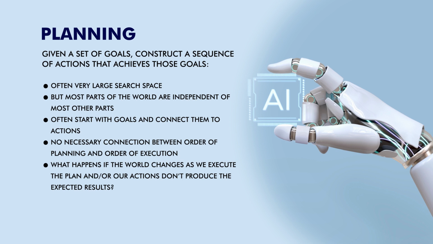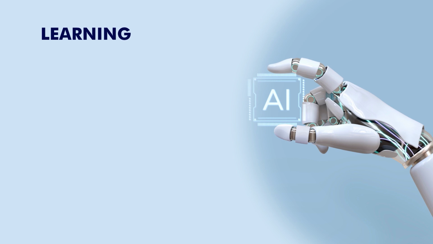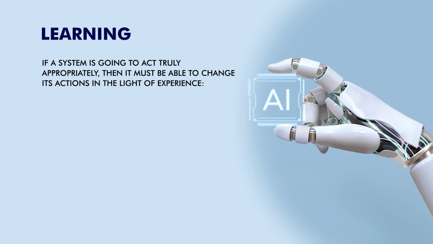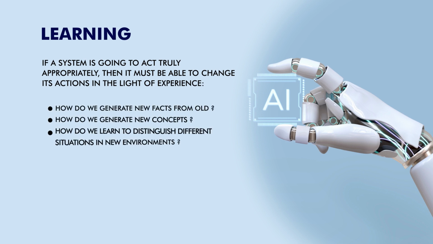What happens if the world changes as we execute the plan and/or our action does not produce the expected result? Learning: if a system is going to act truly appropriately, then it must be able to change its action in the light of experience. How do we generate new facts from old? How do we generate new concepts? How do we learn to distinguish different situations in new environments?